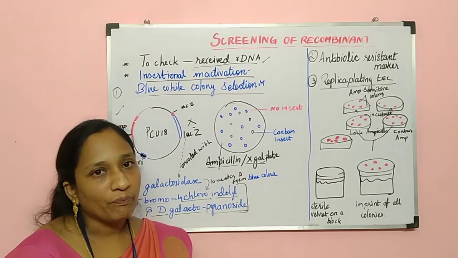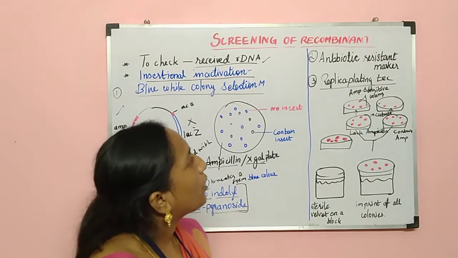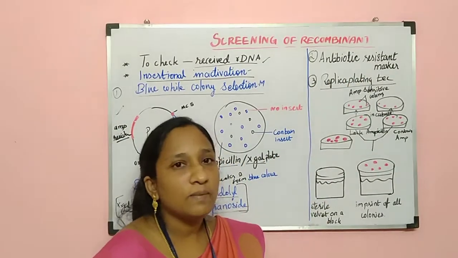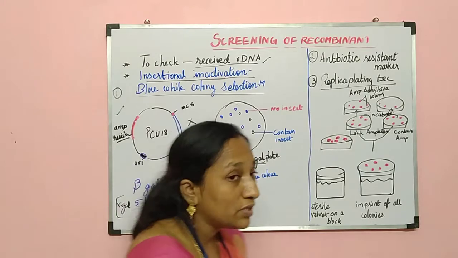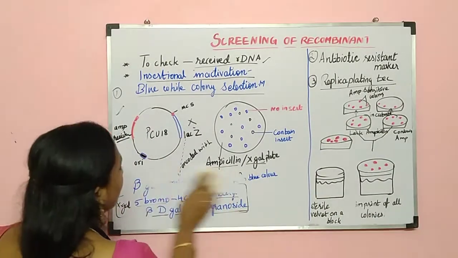Children, clear? Okay. Next we are going to learn about the antibiotic resistant marker. This is also similar to this. Shall I rub this? Understood, children? Okay.